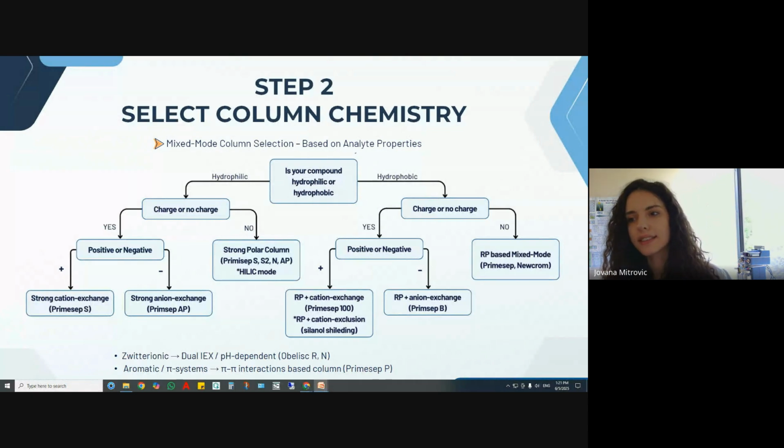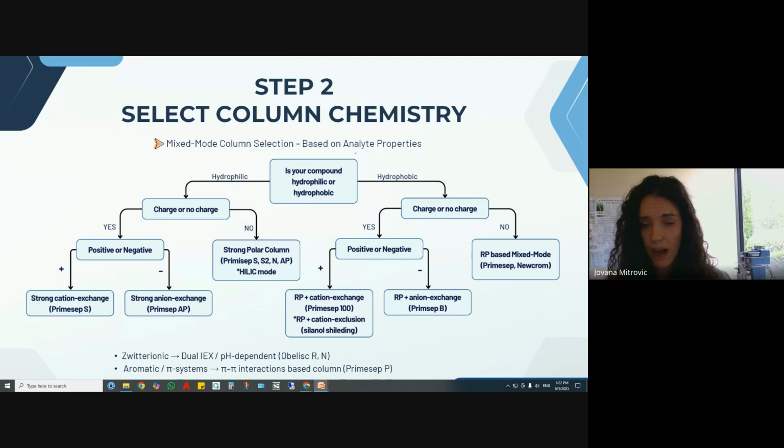In step 2, we have to ask, does the compound carry a charge? If no charge for hydrophobic compounds, standard reverse phase mixed mode columns like PrimeSep or Nucleodur, any of them are a great choice. If charged, we can then consider the charge type. So for hydrophobic charged analytes, if the charge is positive, we can use reverse phase combined with cation exchange columns, such as, for example, PrimeSep 100, which is a reverse phase column with an embedded acidic group. If the charge is negative, we can then use reverse phase combined with anion exchange columns like PrimeSep B, which has a reverse phase part plus an embedded basic group. And also for cases needing silanol shielding, we can also consider reverse phase plus cation exclusion columns such as PrimeSep B to reduce those unwanted interactions.